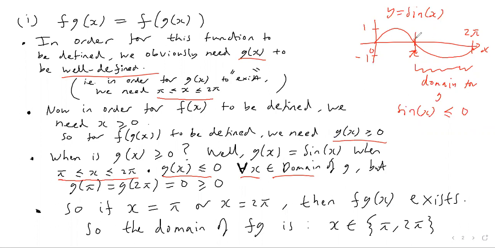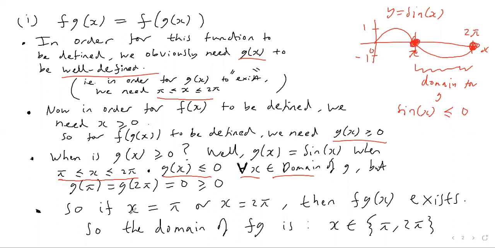But we can see from our graph that when you substitute pi into g, you get 0. And when you substitute 2 pi into g, this function, you get 0 as well. So 0 is bigger than or equal to 0. I mean, pick the number 10. 10 is bigger than or equal to 0, isn't it? So 0 is bigger than or equal to 0 because 0 is equal to 0.